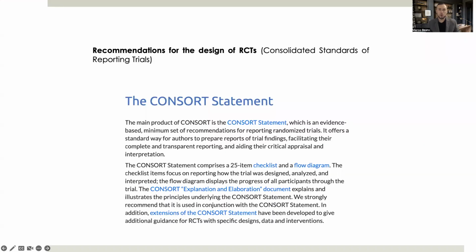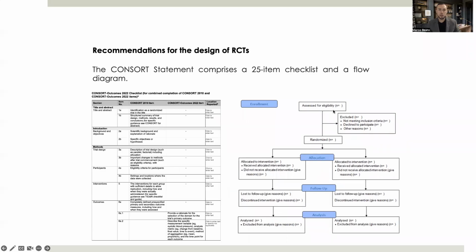In order to increase the quality of our intervention studies, we should focus on the design of RCTs that follow the CONSORT guidelines, which stands for Consolidated Standards of Reporting Trials. Here you can see the CONSORT 25-item checklist that authors should follow. This checklist is a very good way to structure your research paper in the right way and not to miss any important point. Moreover, on the right, you can see the flowchart that is another key component of a well-presented and structured RCT.